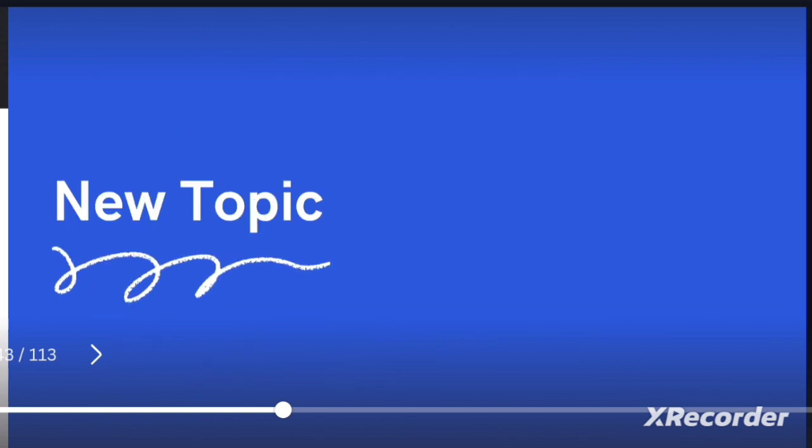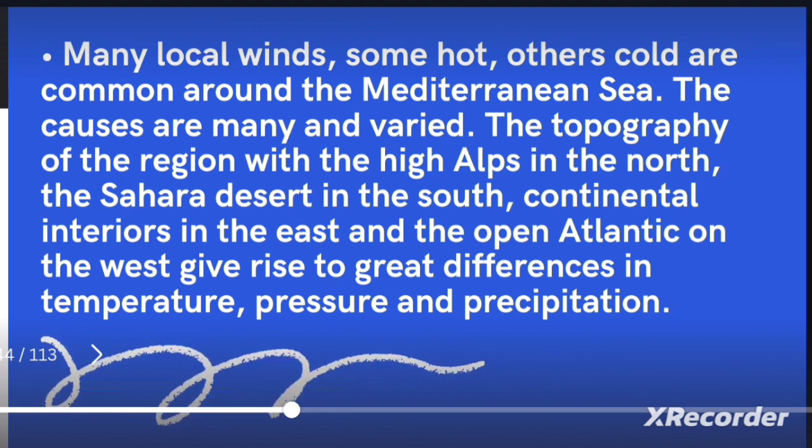Many local winds, some hot, others cold, are common around the Mediterranean Sea. The causes are many and varied. The topography of the region, with the high Alps in the north, Sahara desert in the south, continental interiors in the east, and open Atlantic on the west, gives rise to great differences in temperature, pressure, and precipitation.